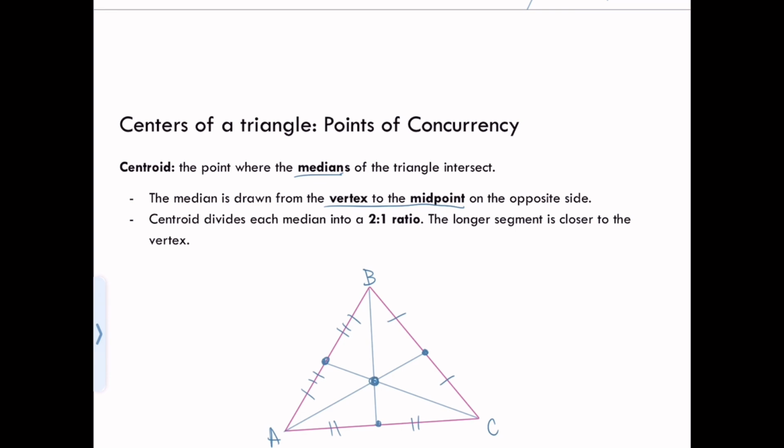So it says that the centroid divides each median into a 2-to-1 ratio. So let's just label these points D, E, F. So for the median AE, the segment GE, if the value was 2, then the value of AG would be 4. If the value of DG is 5, then the value of GC is going to be 10. So the value of the shorter segment is always going to be 1/2 of the larger segment because it's in a 2-to-1 ratio. So again, let's just say GF is 3, then BG is going to be 6.